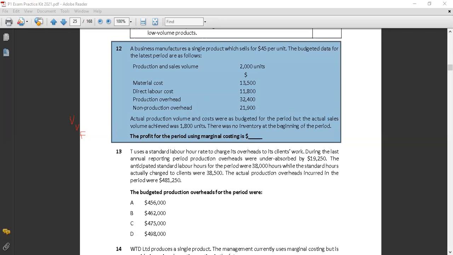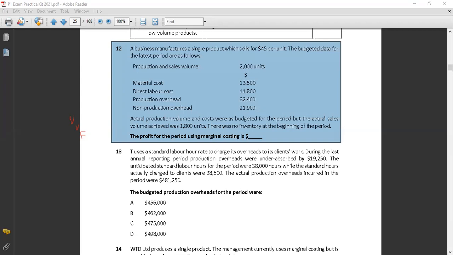So now we less variable manufacturing costs. Only two items are there. 13,500 and 11,800. That has to be taken for 1,800 units. So we need to take 13,500 and 11,800 proportionately for 1,800 units. So already the logic I explained to you.